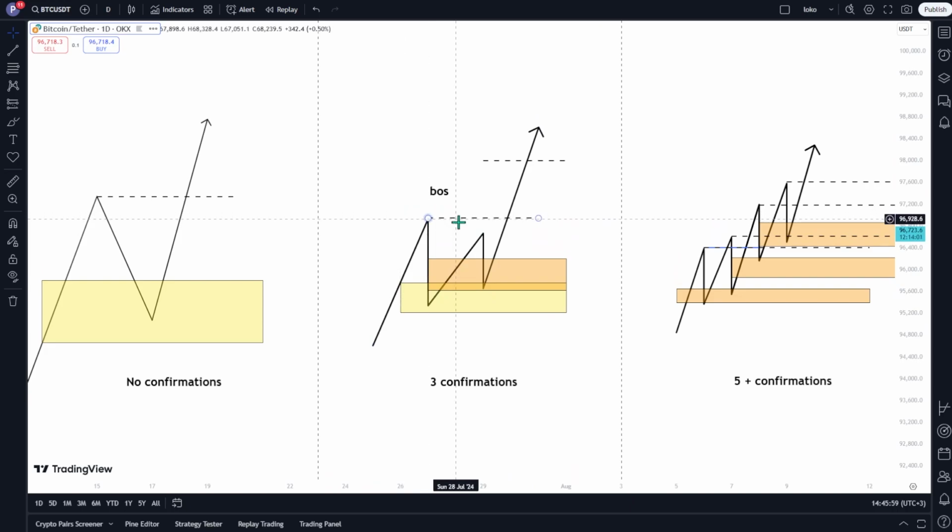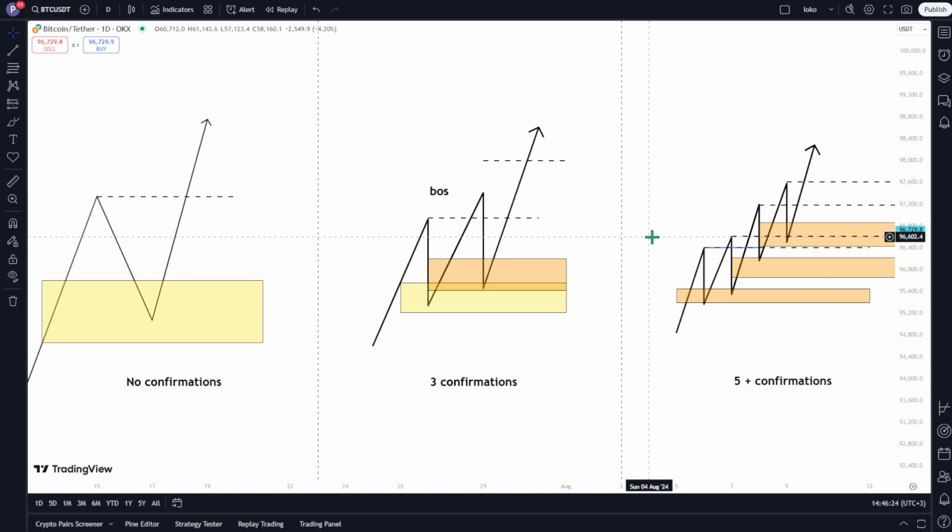For example, here we are waiting for the liquidity grab, and after that we are waiting for a retest of our point of interest zone, for example an FVG or order block, and only after that we are entering the deal. Once the grab happens, you need confirmation before entering the trade.